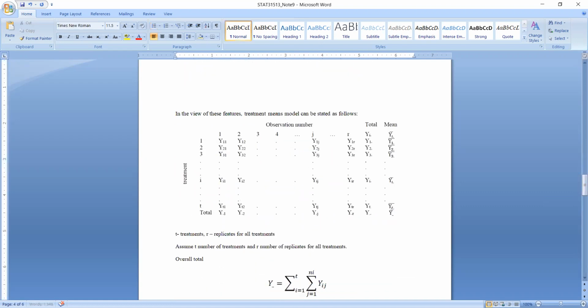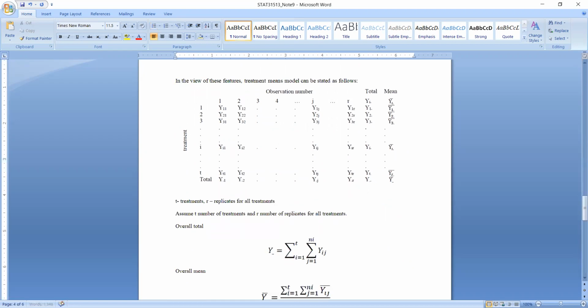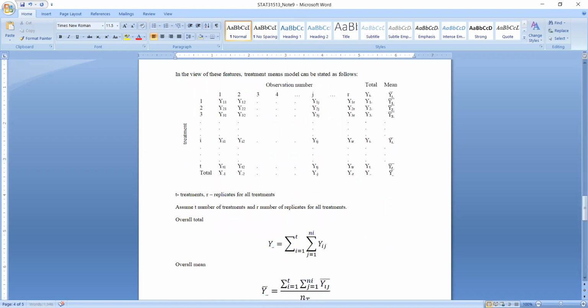And now let's see how it looks when you have to assign these treatments, when you have observations. Let's see what your design looks like. So it looks like this. Now you have a simple T number of treatments.